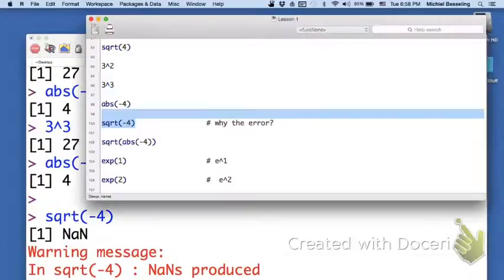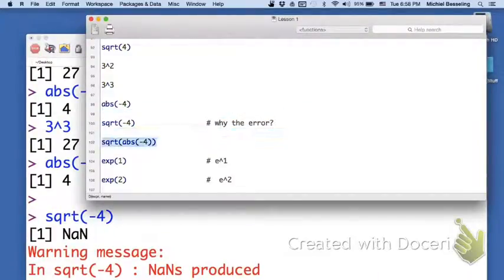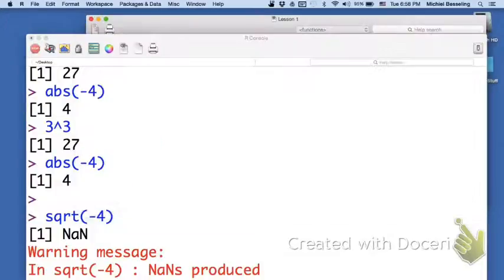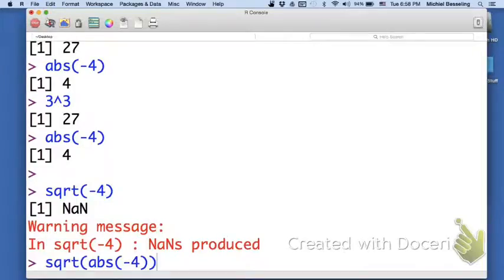So what's next? If we didn't like taking the square root of a negative number, we could take the square root of a positive 4 by saying we'll just take the square root of the absolute value of -4. Let's diagnose what's going on in this code as I paste it. Here is my open parenthesis for the square root, here's the closed parenthesis, and then everything is in here.